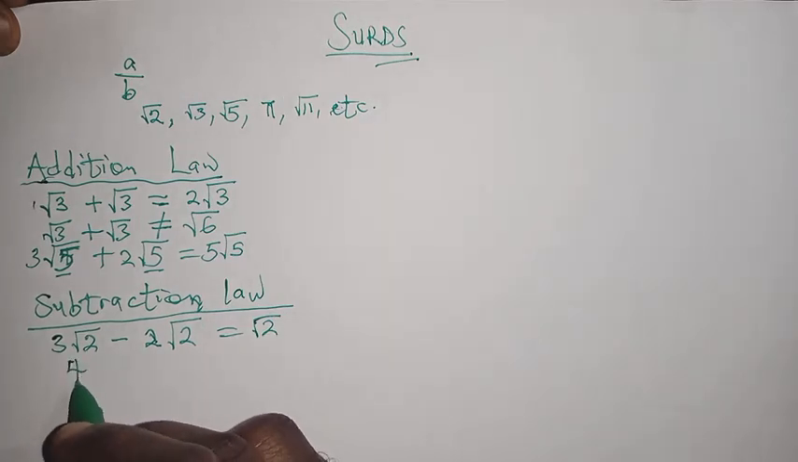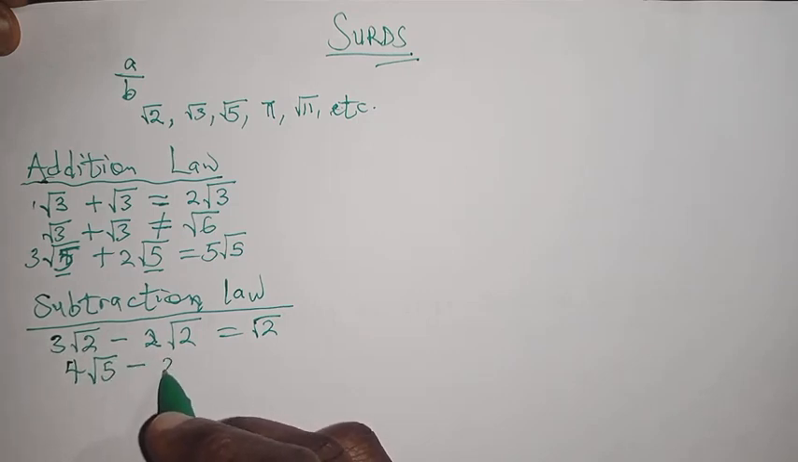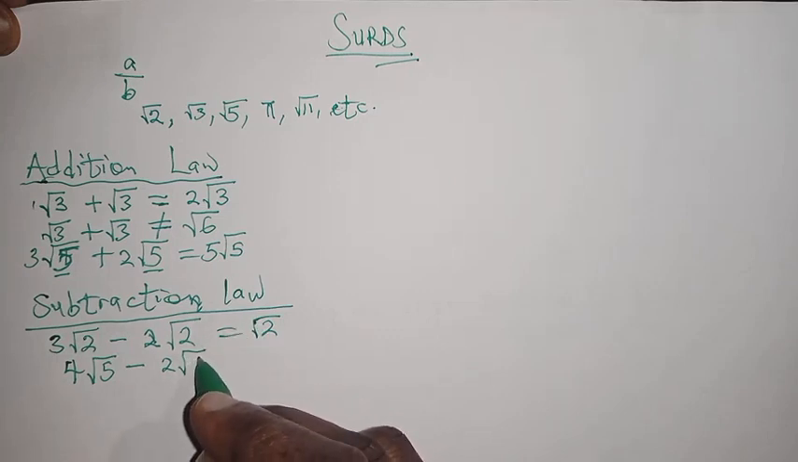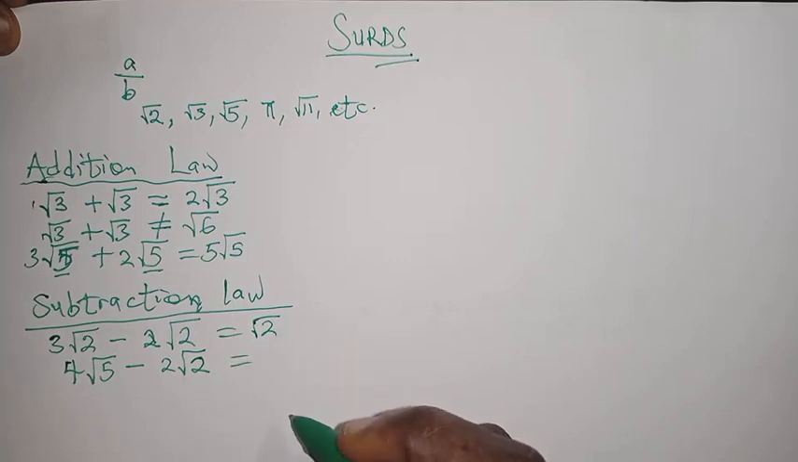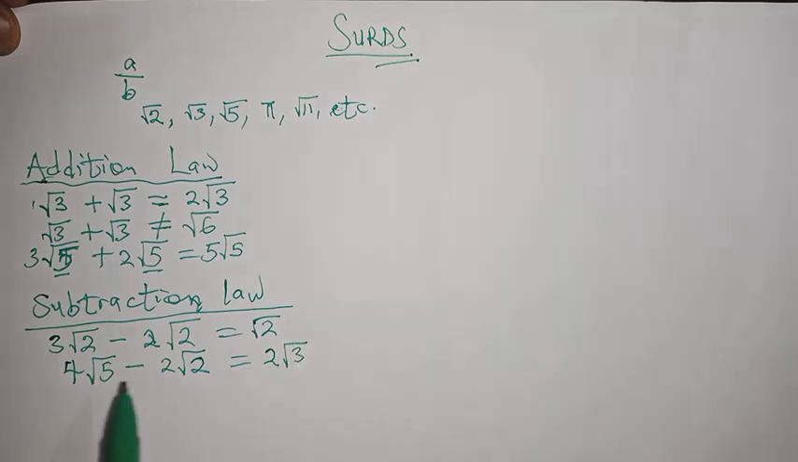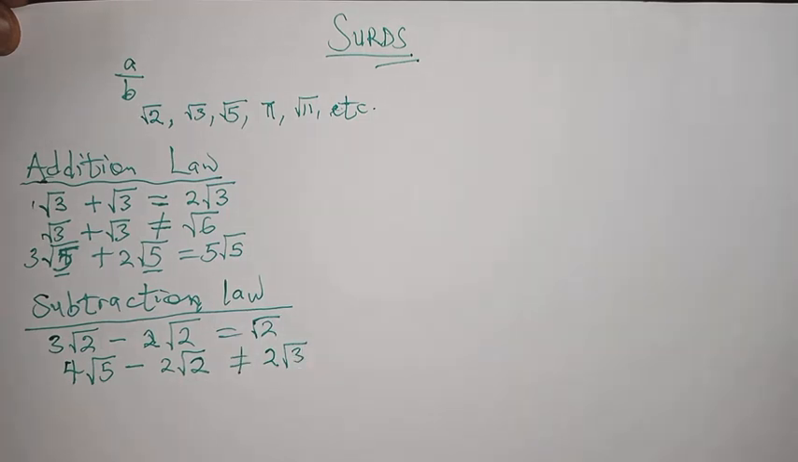So let me take another example. Let's say we have 4 root 5 minus 2 root 2. Now, what is this going to give us? I know some people would say this is going to give us 2 root 3, that is, 4 minus 2 is 2, and root 5 minus root 2 is root 3. But that is not correct. So you need to take note of this law. We must have the same surds and then subtract the numbers outside, and that's all.